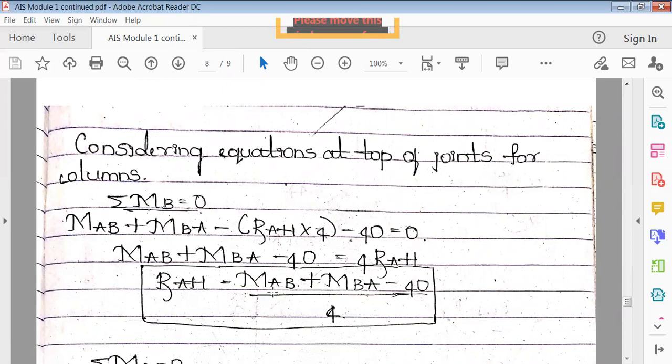Okay, when you solve this, you'll get the equation as RAH is equal to MAB. So we have to keep it in the form of RAH. Only separate the RAH term here. So RAH is equal to MAB plus MBA. Okay, then minus 40 into 1, which is 40, divided by the length. Okay, when you solve this, you'll get to know.